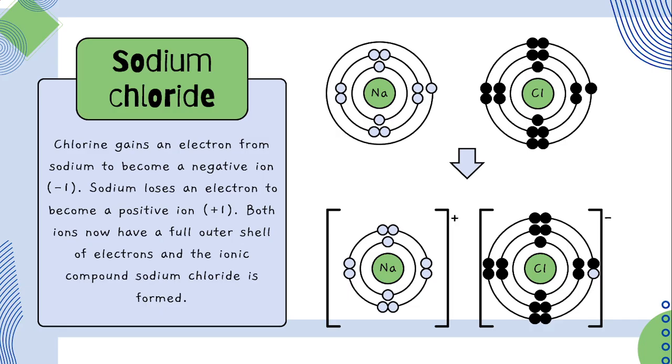Sodium chloride, table salt. Chlorine gains an electron from sodium to become a negative ion. Sodium loses an electron to become a positive ion. So both ions now have a full outer shell of electrons, and the ionic compound sodium chloride is formed. We can see sodium with one extra electron in the outer shell, that's the valence electron, and we can see chlorine with one less electron at the outermost shell. So when they combine, sodium transfers this single electron, and you can see the single electron here at the outermost shell of chlorine.